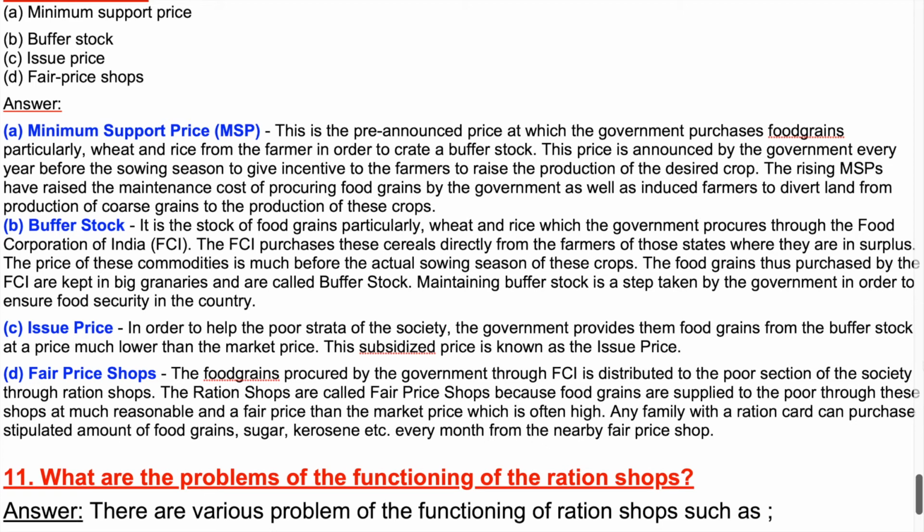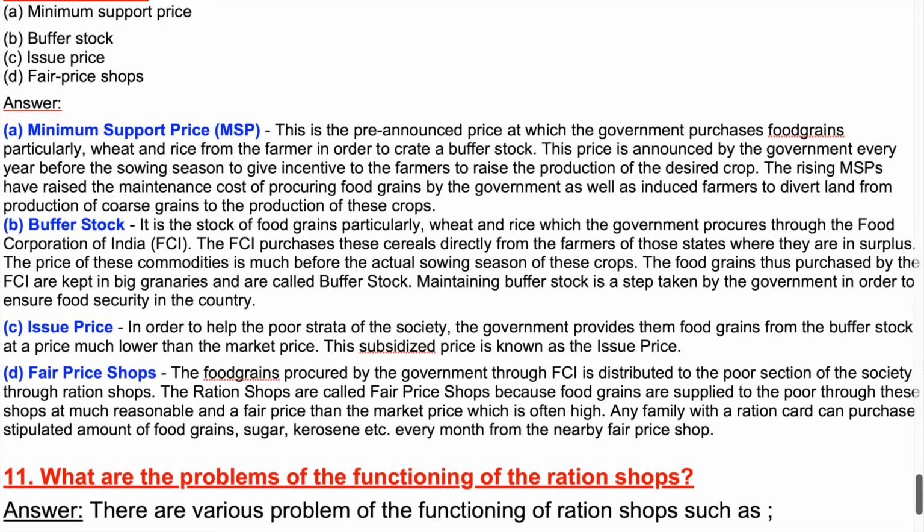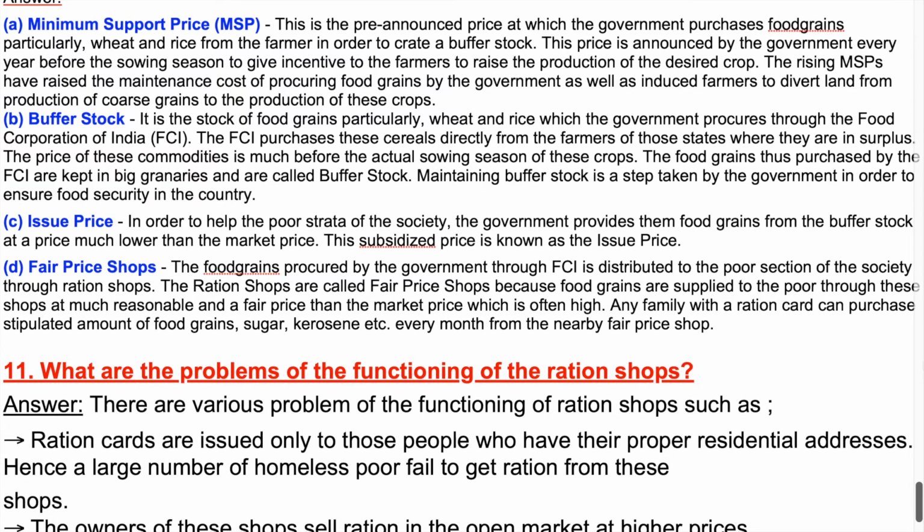B. Buffer stock. It is the stock of food grains, particularly wheat and rice, which the government procures through the Food Corporation of India, FCI. The FCI purchases these cereals directly from the farmers of those states where they are in surplus. The price of these commodities is announced much before the actual sowing season of these crops. The food grains thus purchased by the FCI are kept in big granaries and are called buffer stock. Maintaining buffer stock is a step taken by the government in order to ensure food security in the country.